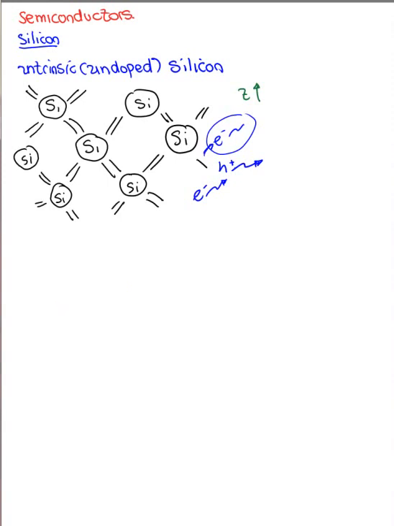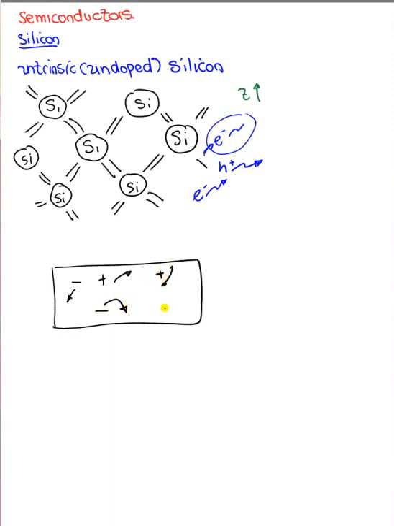But that's not that interesting. The case that is most interesting is when we have... So let's draw something really quick. So this is what it will look like, right? As you start increasing the temperature, you're going to have some holes and electrons moving around in a random manner, right? But now the more interesting case is when we talk about doped silicon.